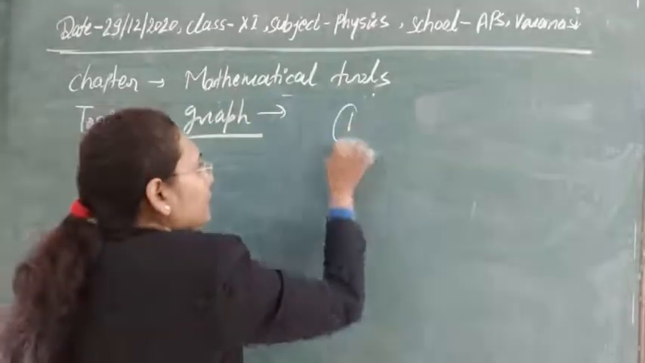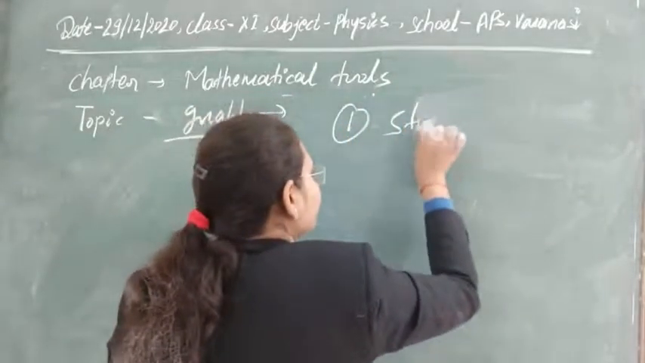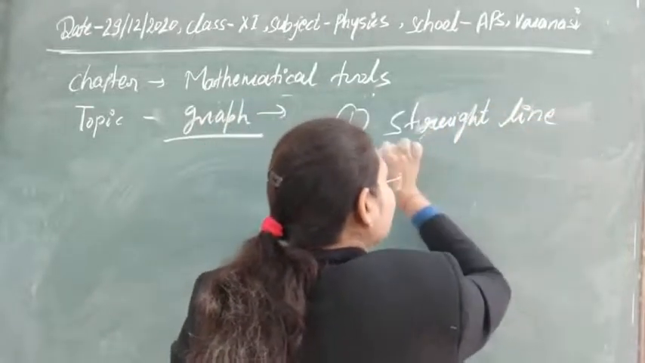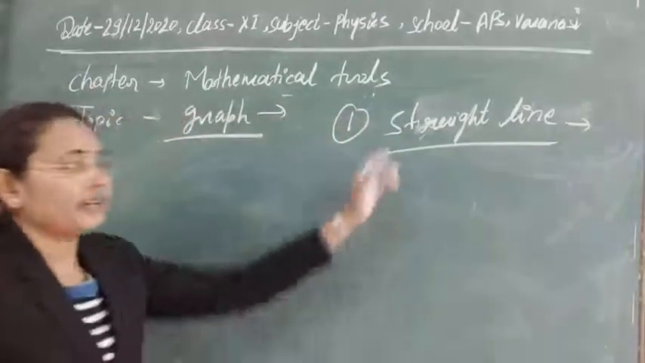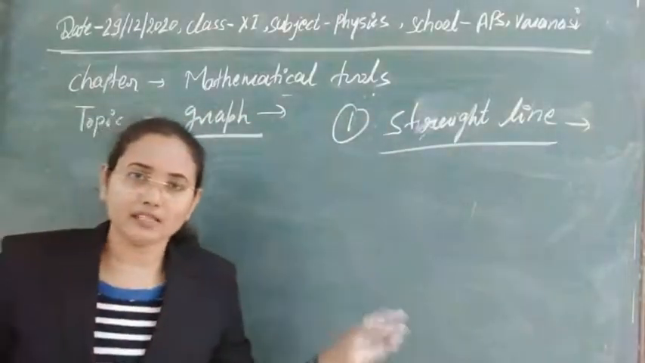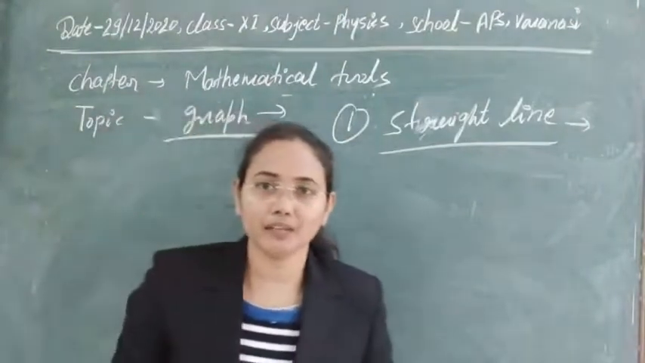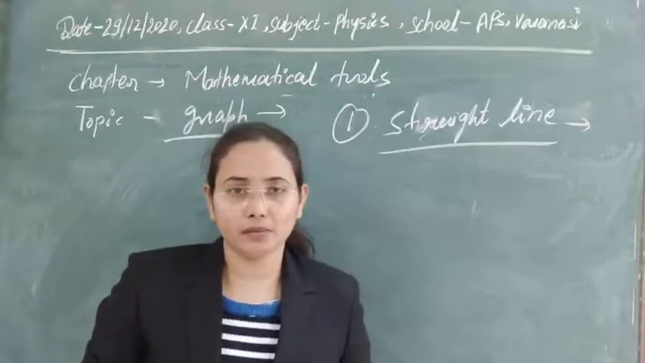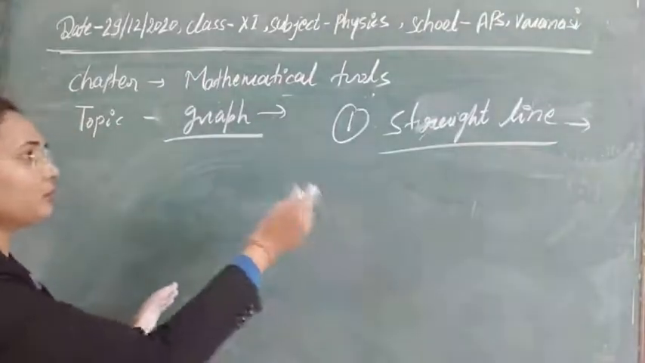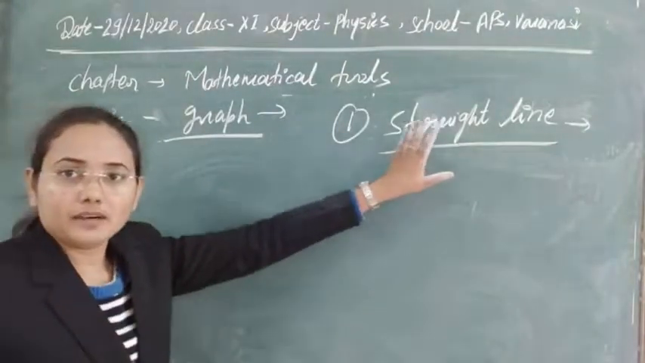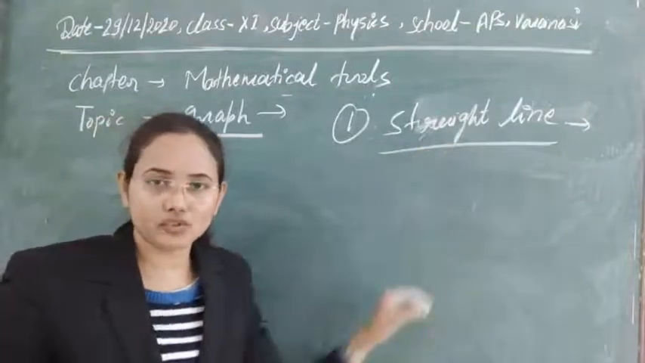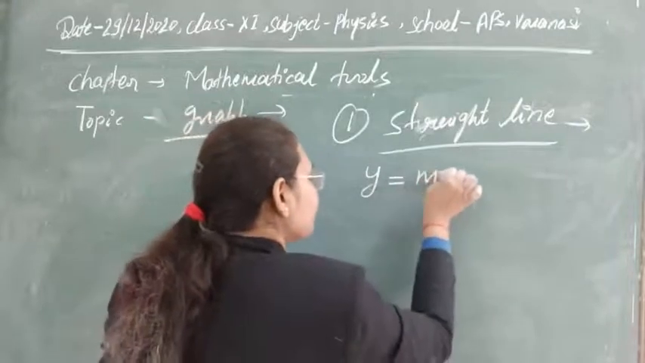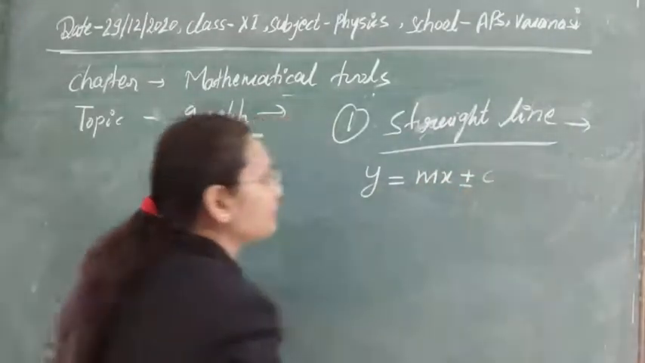So first, we are going to discuss the straight line. For a straight line, I am not going to derive the formula directly, as I have told you that here I am just talking about the mathematical tools that will help you to understand the physics concepts or physics graphical problems. There you have to know only which formulas represent the straight line. The straight line is represented by the formula y = mx ± c.